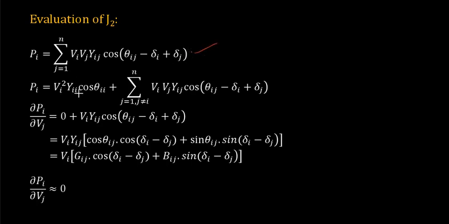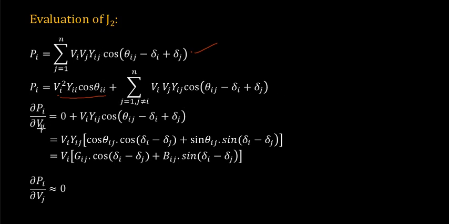Again, this can be expanded by taking the ith element separately. If I take j equal to i, you will have one element where j equal to i, which is Vi squared Yii cos theta ii, and the angle term is delta i minus delta i plus delta i, so this will be 0. Once you substitute j equal to i, you will have this term, and all the rest of the terms can be taken together, with the sum over j equal to 1 to n, j not equal to i. So that gives the rest of the elements in Pi.